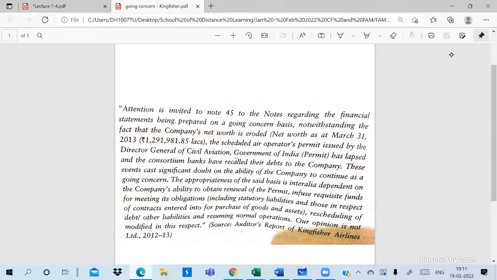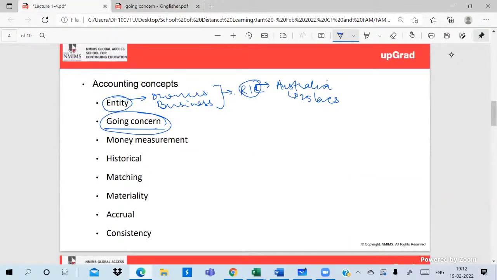So this is something which the auditor had said in his audit report in the year 2012-13, when they realized that the going concern is taking a hit. So auditors have to go through your books of accounts, see whether the company would be in existence or not, or are there hints and indications which clearly tell them that the company might collapse in the near future. So this is going concern.